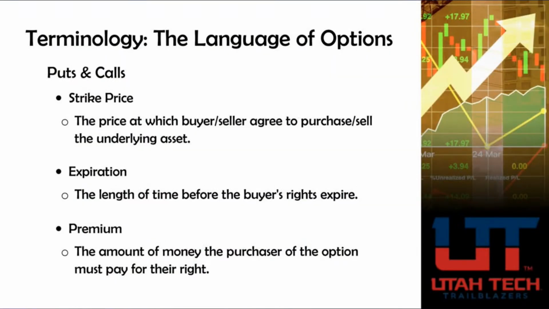All right. So the expiration date is the length of time before the buyer's rights expire. So we have a specific amount of time that we want to buy our option. Now we want to buy the least amount of time possible, because the less time you have, the less the cost of the option. The more time you have, the more the option costs. But there's an advantage and a disadvantage to that. The advantage is if you buy more time, you have more time for the option to become profitable. The disadvantage is that you have to pay more money for that.